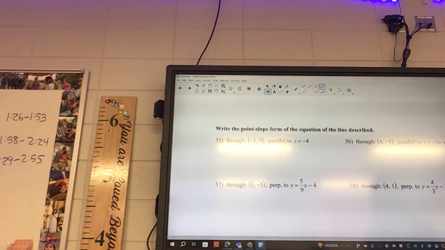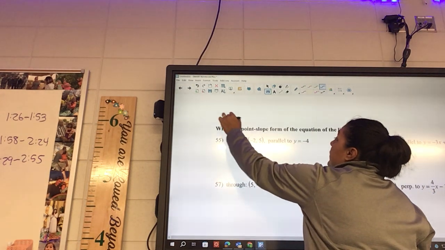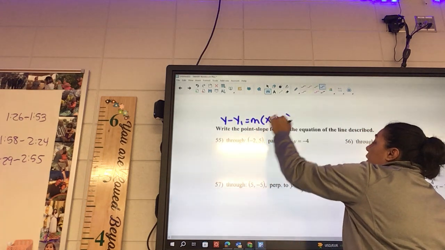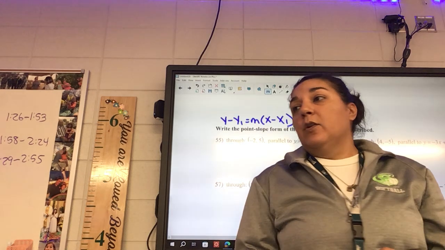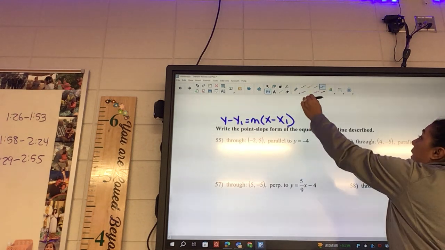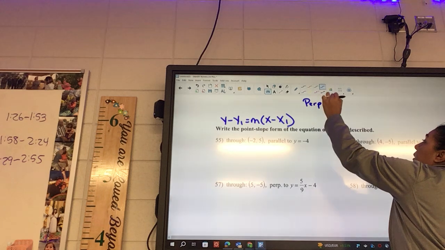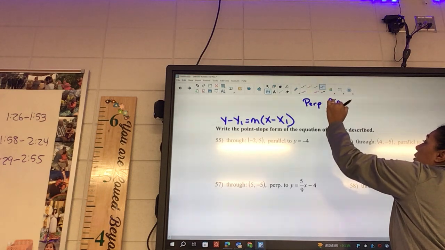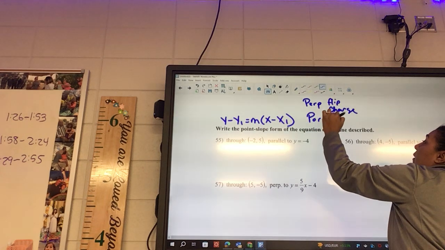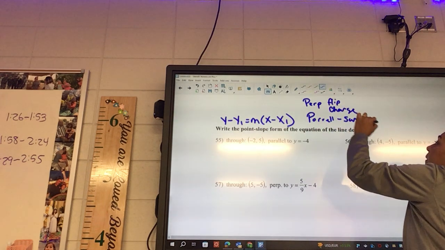Okay, 55, it says write the point slope form. So you're gonna say y minus y1 equals m times x minus x1. Okay, what do you do with a parallel slope? We keep it the same. What about a perpendicular? You have to change. Flip it. You gotta flip it and change it, okay? So perp, you need to flip and change. Yeah, parallel, you keep the same.